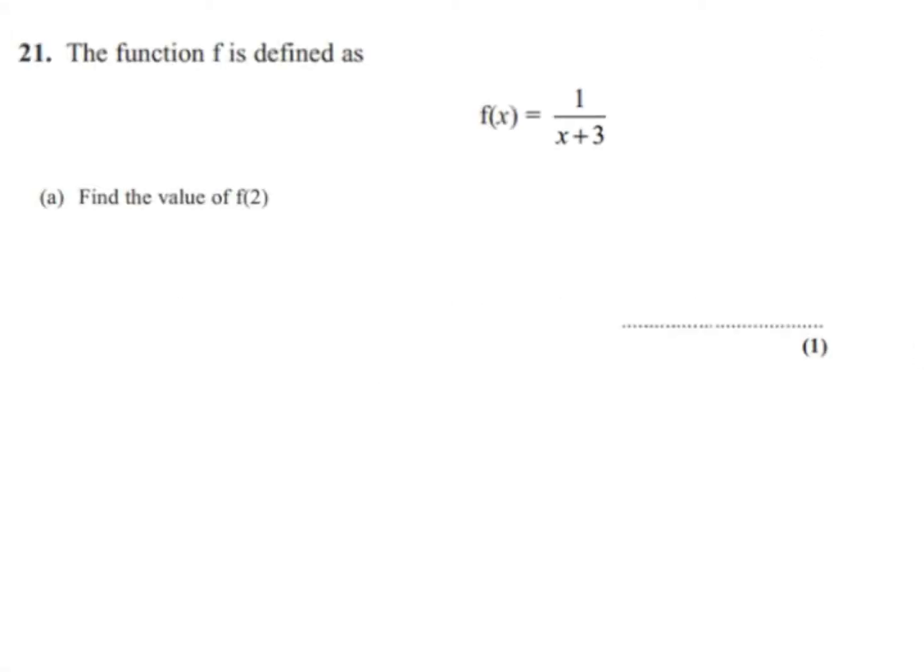So this is a question about functions. The function f is defined as f of x is 1 over x plus 3, and we're asked to find the value of f of 2. Now if you look at the f of x and the f of 2, the thing that has changed is the x has become a 2, and so we change all of the x's into 2. So the fraction becomes 1 over 2 plus 3, so the answer is 1 over 5, 1/5.